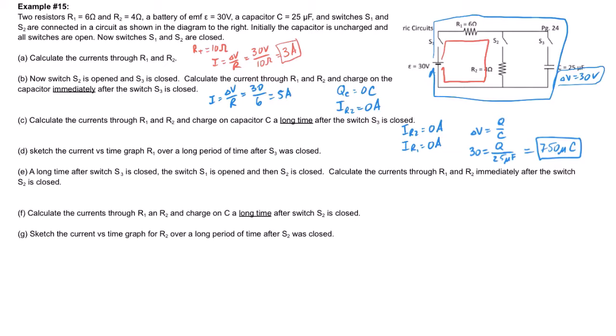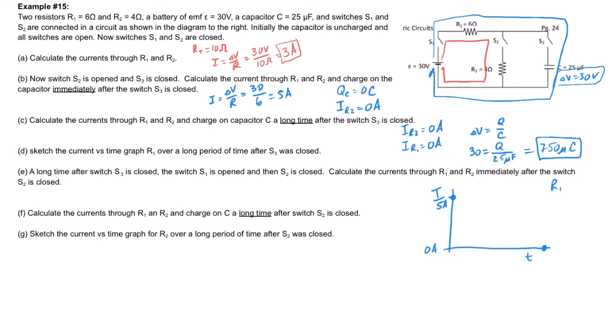Now letter D is a little bit different. It says sketch the current versus time graph. I think this should be for resistor 1 over a long period of time after S3 was closed. So we sketch a little graph there. We've got current versus time. This is for R1. We know that initially it started with a whole bunch of current, right? We solved in part B that it had 5 amps of current. And then after a long time, it got down to 0 amps of current.